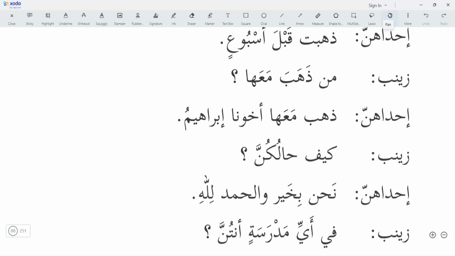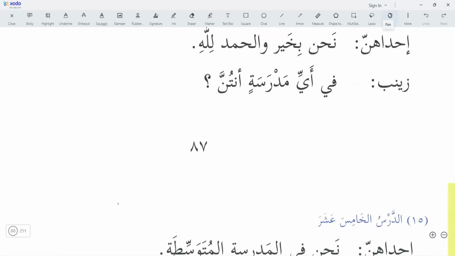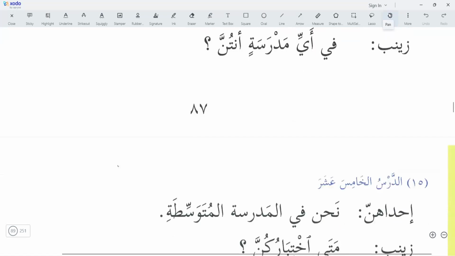Zainabu: Man zahaba ma'aha? Who went with her? Ihdahunna: Zahaba ma'aha akhuna Ibrahim. Our brother Ibrahim went with her. Zainabu: Kaifa halukunna? How are you all? Ihdahunna: Nahnu bi khairin walhamdulillah. We are fine, alhamdulillah.